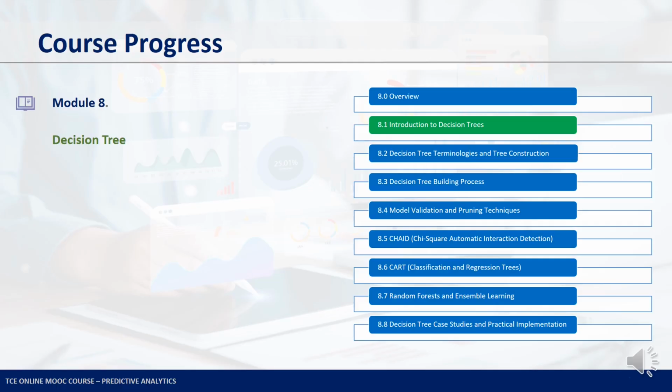We also study classification and regression tree, random forest and ensemble learning, and decision tree case study and practical implementation. Finally, we will look into the decision tree case study and practical implementation. So, today's lecture provides the foundation for the remaining topics in this module. If you understand the basic structure and working principle of decision tree clearly, the later topics such as CART and random forest become much easier to understand.